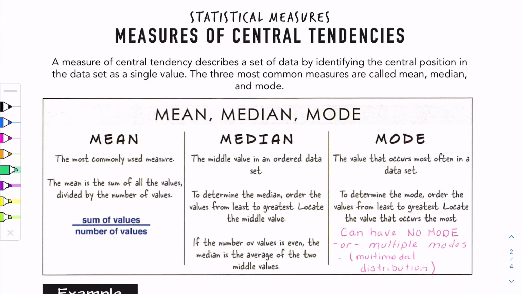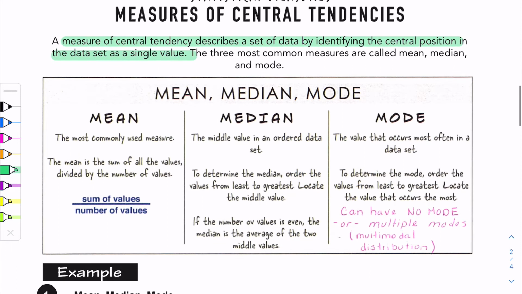Next, we're going to take a look at statistical measures, or measures of central tendencies. A measure of central tendency describes a set of data by identifying the central position in the data as a single value. The three most common measures are called mean, median, and mode, which most likely you have all seen before. The mean is the most commonly used measure. The mean is the sum of all of the values divided by the number of values. Here's your equation to find the mean.